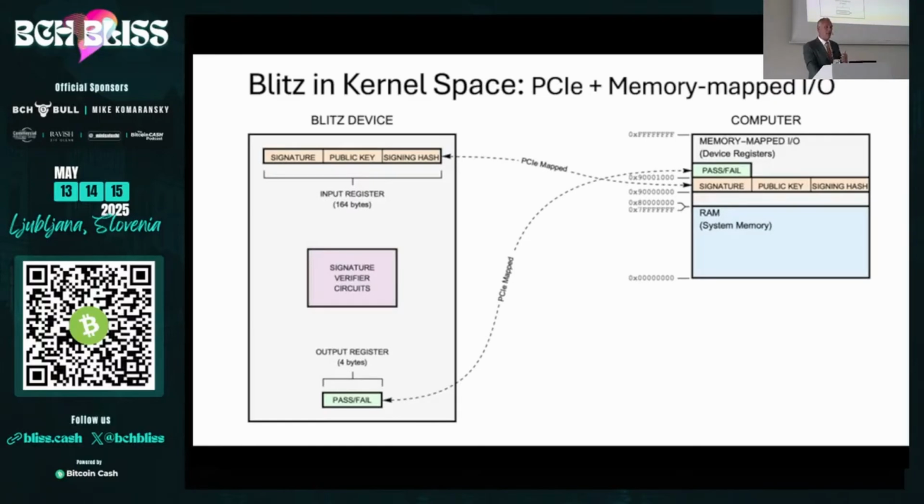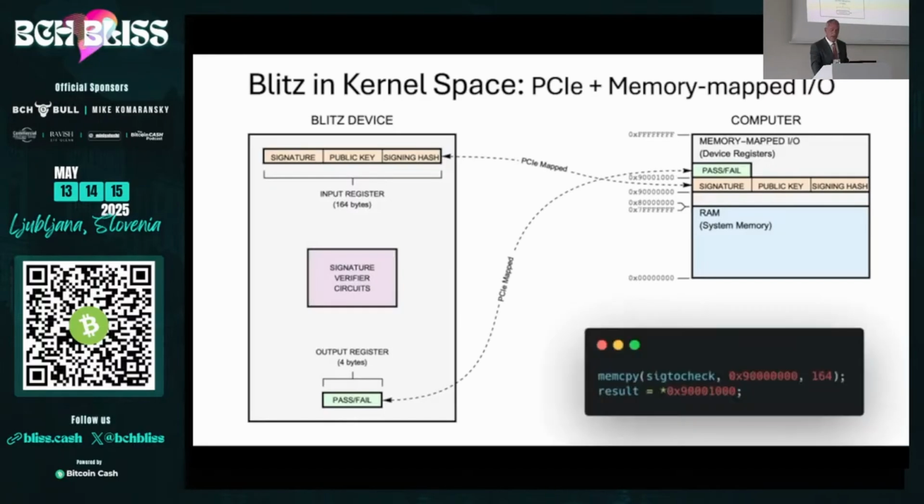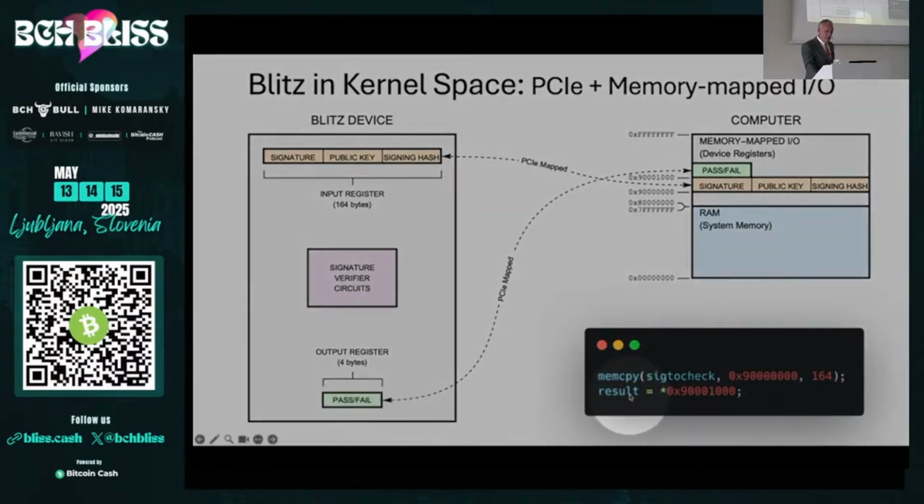It can't tell the difference between Blitz's registers and just plain old memory. So if you want to check a sig in C, you might have the signature you want checked in a character array. You just memcpy that to Blitz's input register. And then to read the result, you just dereference a pointer to Blitz's output register, and you get your pass-fail result. If you read it before the result's ready, the timing is taken care of behind the scenes by the PCIe subsystem. Just like if you're trying to dereference some memory from RAM and you get a cache miss, it just takes a bit longer. So the timing is totally transparent to the user, which is really cool.